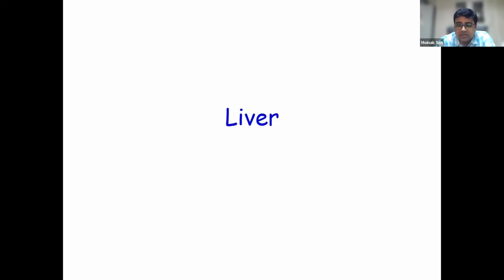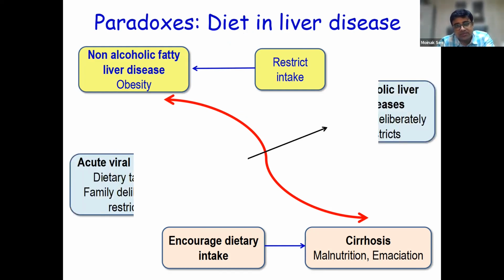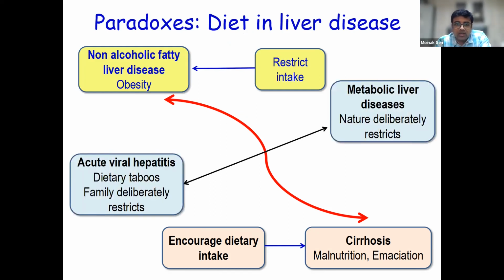So if you look at children with liver diseases, on one hand, you encourage dietary intake for patients who have cirrhosis, malnutrition, and emaciation. On the other hand, you restrict dietary intake in patients with non-alcoholic fatty liver disease and obesity. So there is a big paradigm.